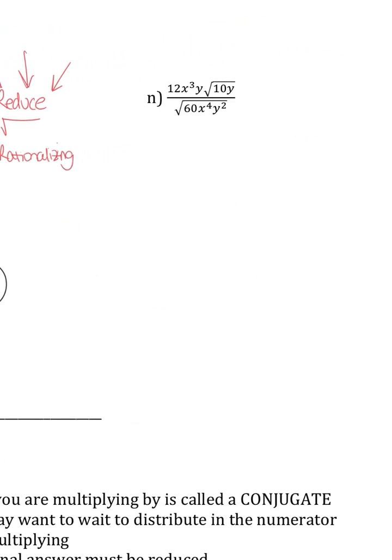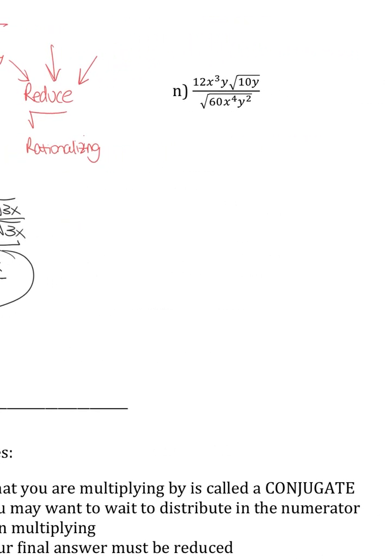And lastly, letter N. If I'm going to follow those steps in the top left again, I'm going to look to reduce. So the 10 and the 60 reduce to 1 and 6. And then I can cancel 1 y here with 1 y here. So notice I've canceled everything in the numerator. I am left with just 12x cubed y. And then in the denominator, I have the square root of 6x to the 4th y.